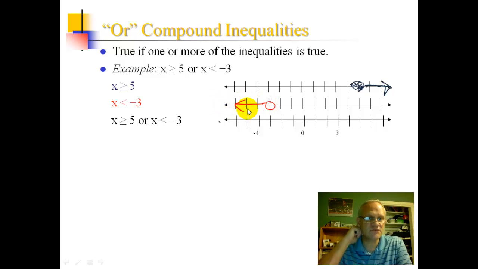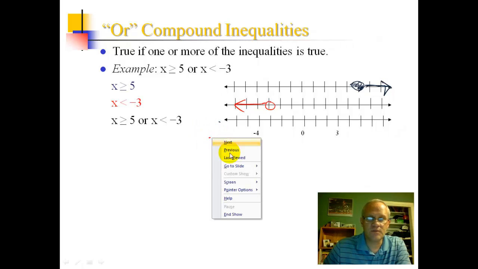So by themselves, those are the two graphs. They don't overlap. If this was an and, there'd be no solution because it doesn't overlap. But since it's an or, we're going to graph both parts separately together on that last line. So they do not have to overlap.